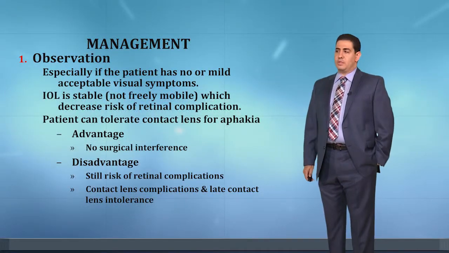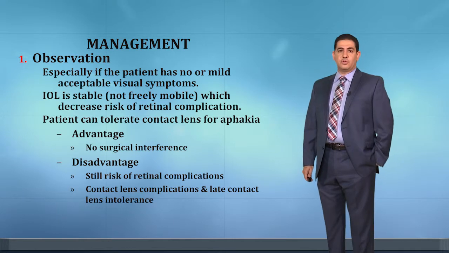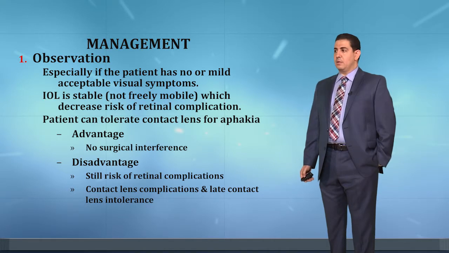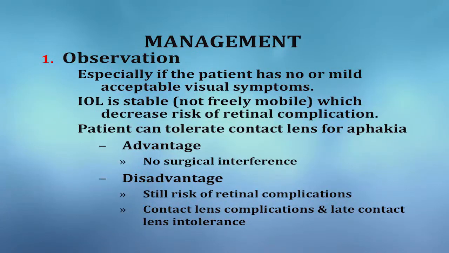What is the management of IOL dislocation? Number one, observation. We observe a dislocated IOL especially if the patient has no or mild acceptable visual symptoms, and the IOL is partially dislocated and stable, not freely mobile, which decreases the risk of retinal complications. If totally dislocated, the patient can tolerate a contact lens for vision. What's the advantage of observation? No surgical interference. This is the only advantage. The disadvantages are the continuing risk of retinal complications and contact lens problems for the patient.